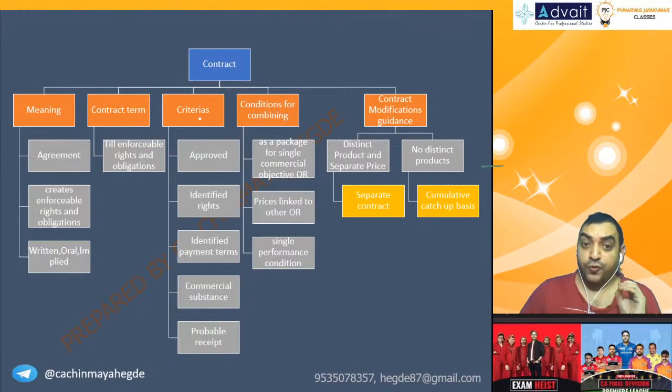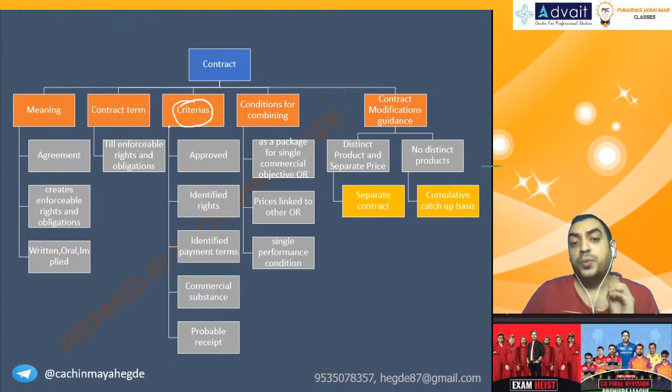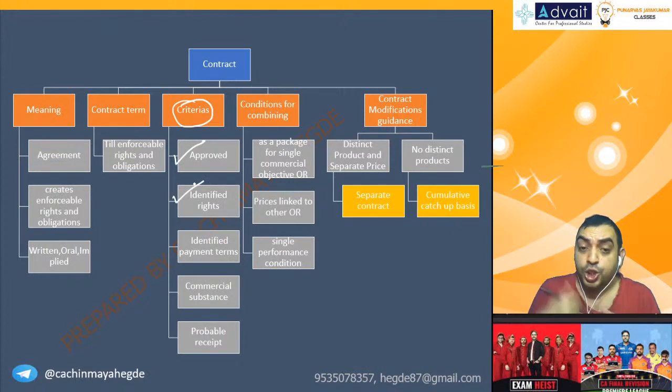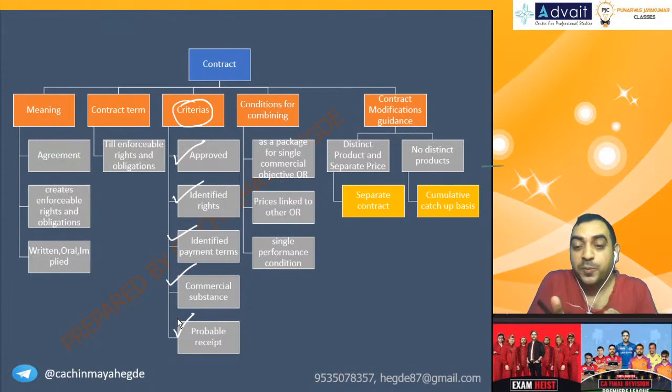Okay, this we will focus on. What are the criteria to be called a contract? Approved. If it is in negotiation, that is not a contract. It has to be approved by both the parties. Identified rights. Buyer and seller should know what their rights and obligations are. That is nothing but performance obligation. Identified payment terms, nothing but transaction price. Commercial substance should be there, and probable receipt should be there. Probable receipt is nothing but the prudence principle. Once you sell the goods, there has to be a probability you receive the money. If the chances of collection are low, don't recognize the revenue.